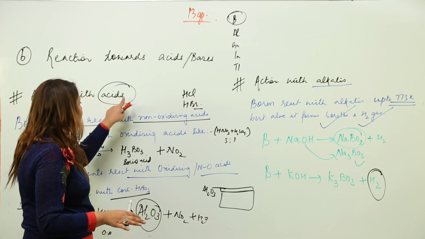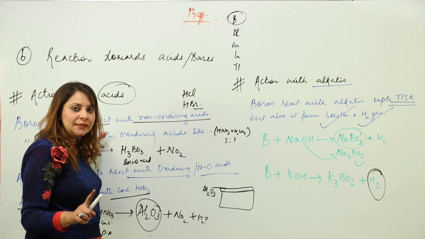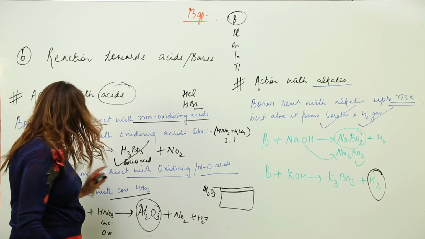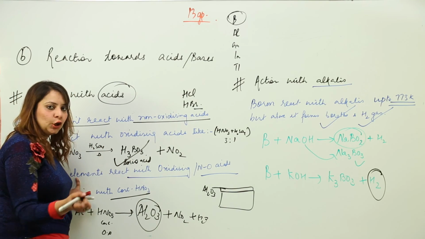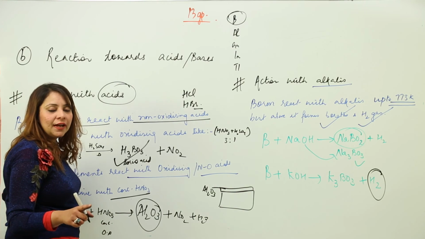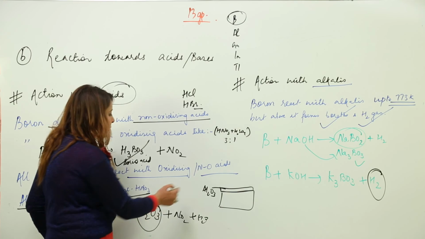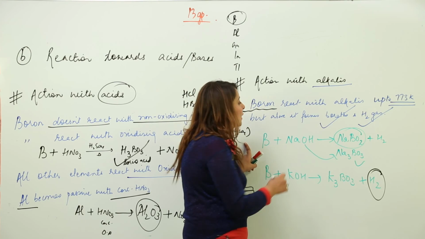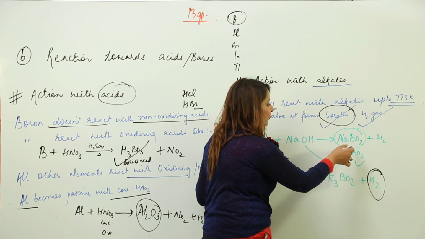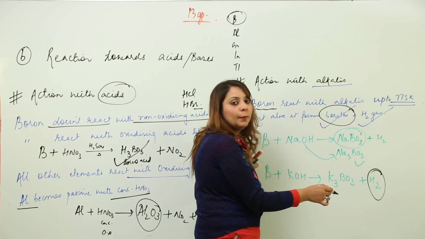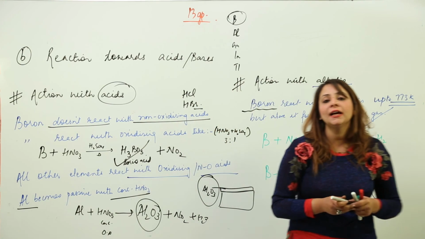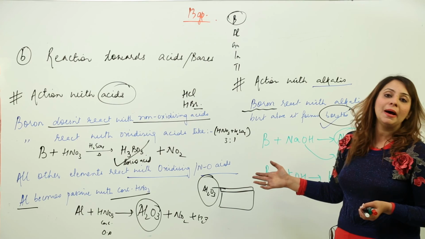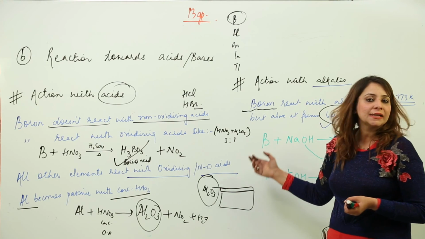I think you got it: with acid you need to remember boron does not react with non-oxidizing acids but reacts with oxidizing acids, and it gives rise to boric acid. All other elements react with oxidizing or non-oxidizing acids. Aluminium reacts with concentrated HNO3, but after some time it becomes passive, due to formation of this impermeable layer. And with alkalis, boron forms its borates, with sodium it forms sodium borate, with potassium it forms potassium borate. So boron with alkalis forms its respective borates and hydrogen gas. This is all about the reaction of 13 group elements towards acids and bases.